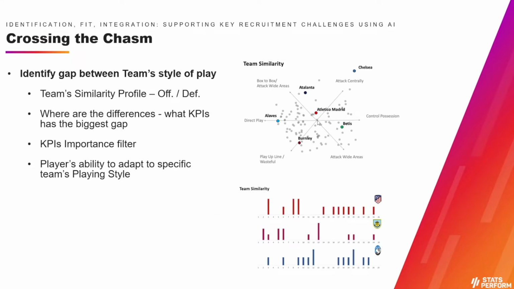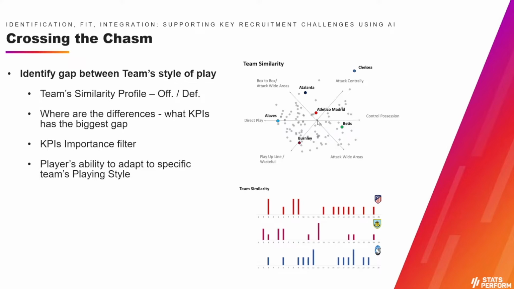Now, once that has been identified, the next part would be to look at the gap for the players that have been identified as transfer targets. What is the gap between where they're playing currently and where they're going to? We do that by looking at the team's similarity profile, both offensively and defensively. By identifying the gap, the idea is that the bigger the gap, the more the player has to adapt, the more risk there will be. So it is extremely important that we can get an idea of that.